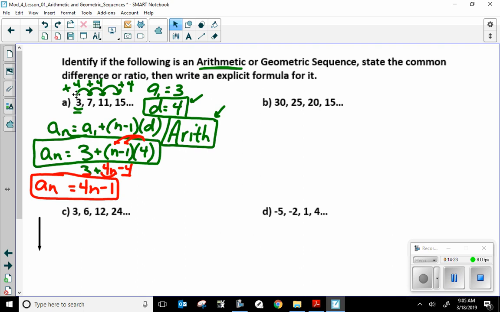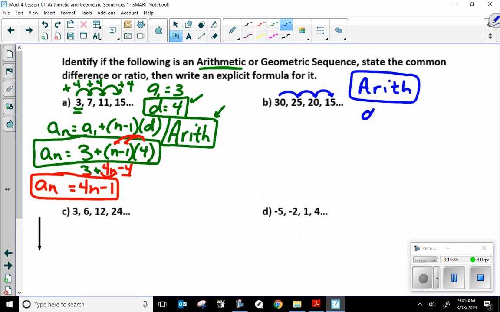All right, so now I'm going to go a little bit quicker through these. Let's go. To get from 30 to 25, 25 to 20, and 20 to 15, that's arithmetic, because I know my common difference is negative 5. I'm subtracting 5. And I could do that, that's fine. A1 is 30. So my equation is my first term plus n minus 1 times my common difference. Big deal if it's negative 5. You just multiply by a negative 5. All right, that is good.